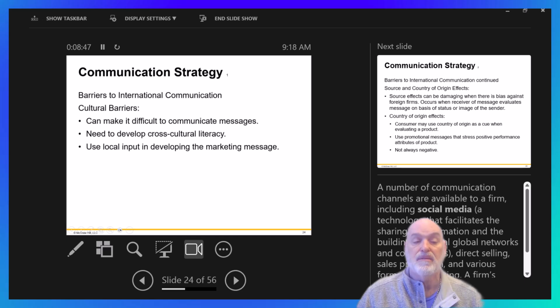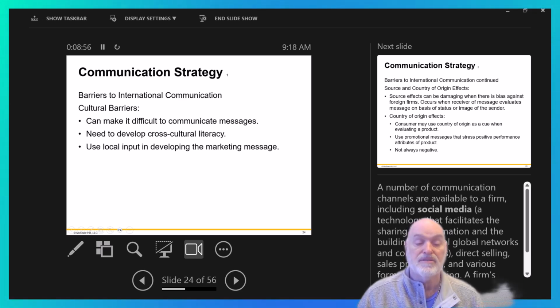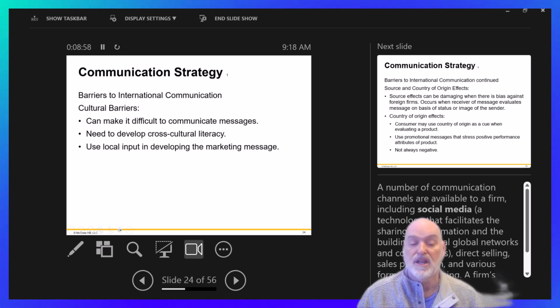Communication strategy. Barriers to international communication. There are cultural barriers, and it can make it difficult to communicate messages. Also, it's necessary to develop cross-cultural literacy. Use local input in developing the marketing message.